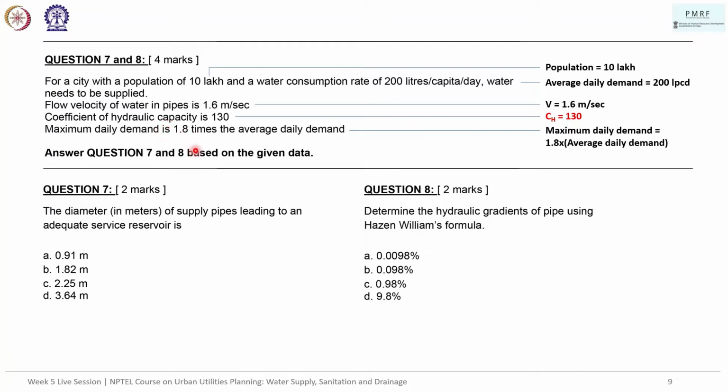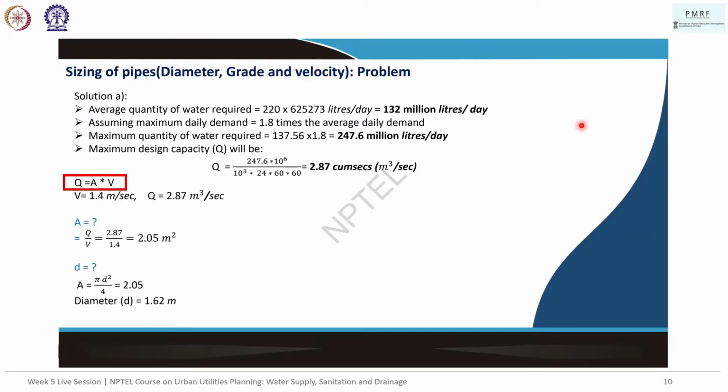and the coefficient of hydraulic capacity, which is primarily used in the Hazen Williams formula, if you remember, is 130, meaning, usually a value of 130 implies a cast iron value. So the first question asks us to calculate the diameter in meters of the supply pipes. When Sir solved this, he used a standard flow rate equation, which is Q equal to AV, if you remember.